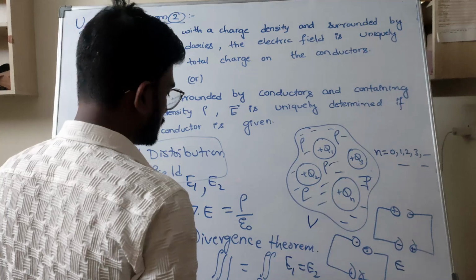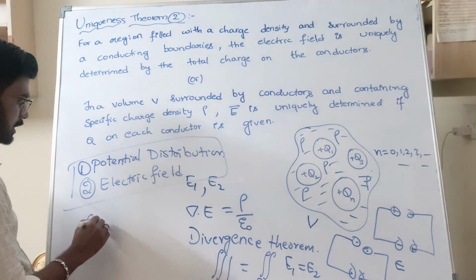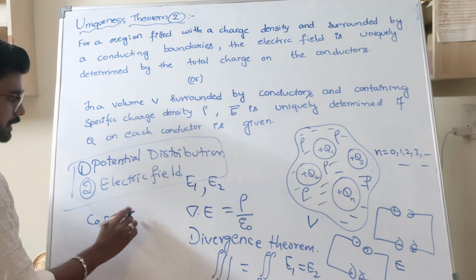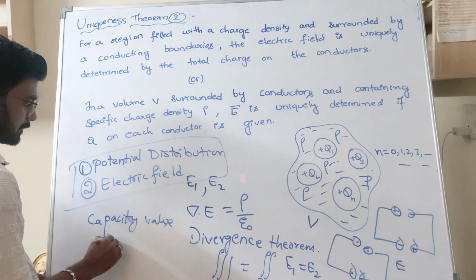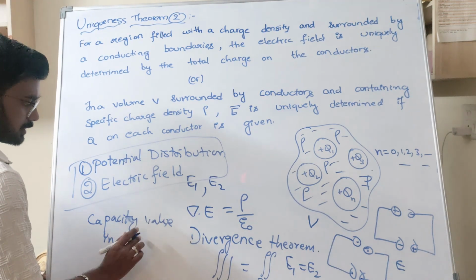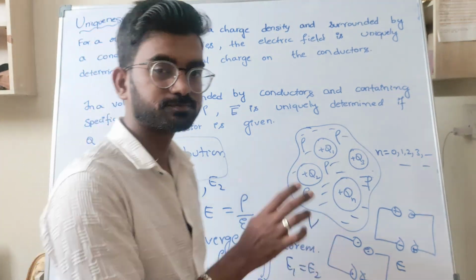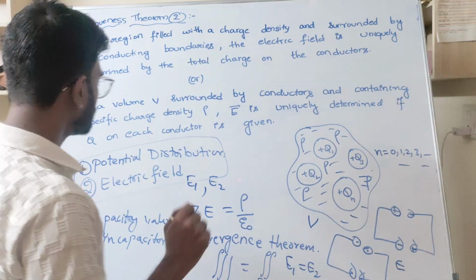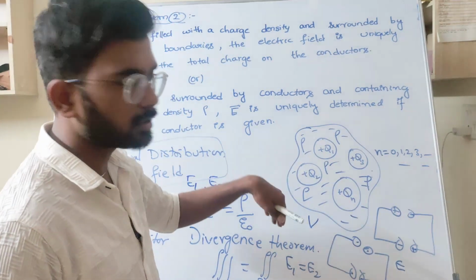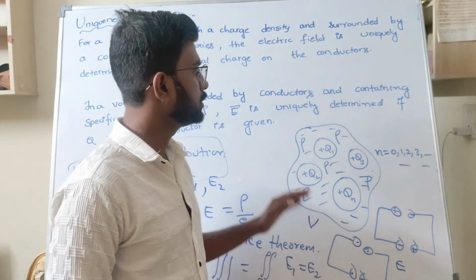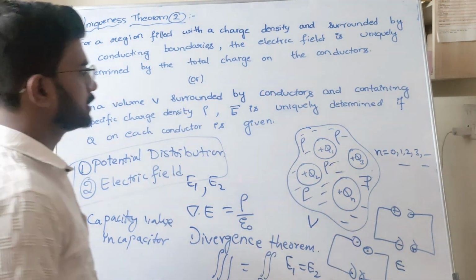It can also be helpful in finding capacitance values in capacitors where charge is distributed. Charge must be present. And one more point: even if the potential distribution is not available, without the potential distribution you can still find the electric field uniquely.